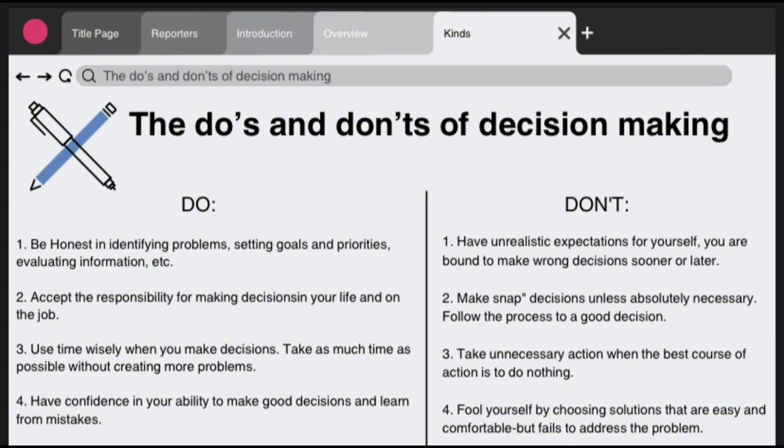Take as much time as possible without creating more problems. An example of this is when a company needs to fill a key managerial role. Taking too little time to make a decision might result in hiring someone who is not the right fit for the position, causing potential disruptions to the team or even leading to a higher turnover rate.